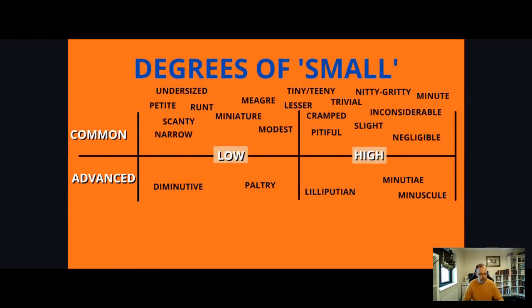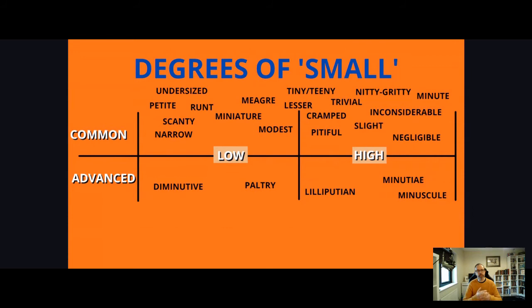Okay, so that's the end of our synonyms for small. And as usual, we have this table at the end, our degrees. As you move from left to right, things might get more intense in terms of how small they are. So the intensity or the level of smallness gets more increased.